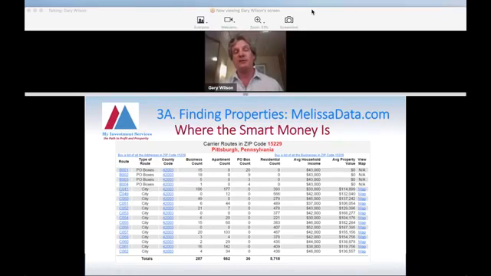C actually means city, so C041 is carrier route 41. If it had an R in the front, that would be for rural route. R for rural, C for city, okay? We can see how many businesses are in that carrier route. We can see how many people live, how many apartments there are, which is really important. I'll get back to that in a second. We can see how many people live there. We can see what they make, and we can see the average property value.